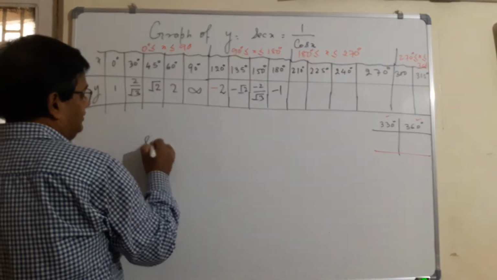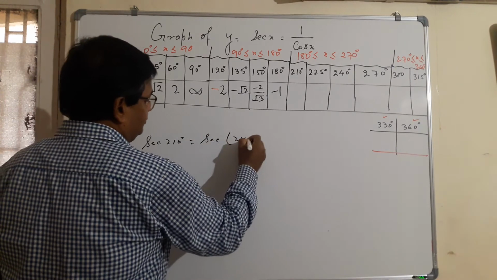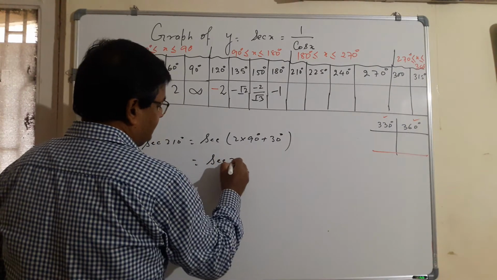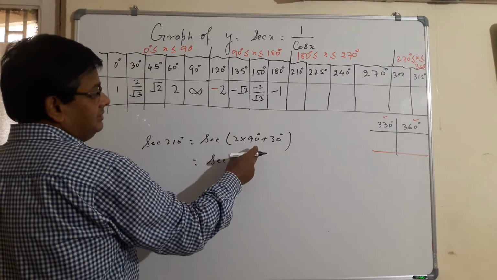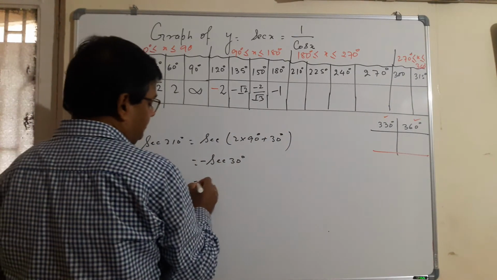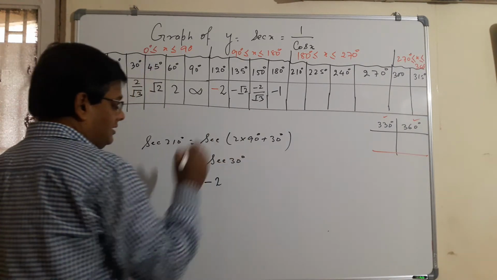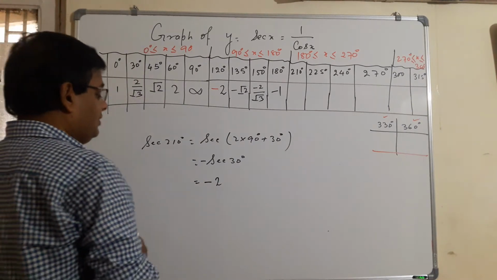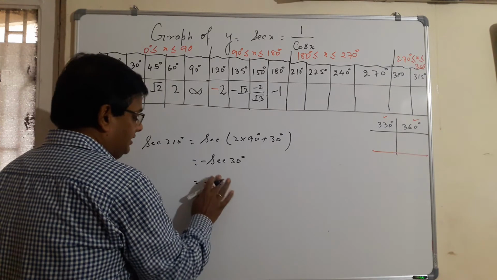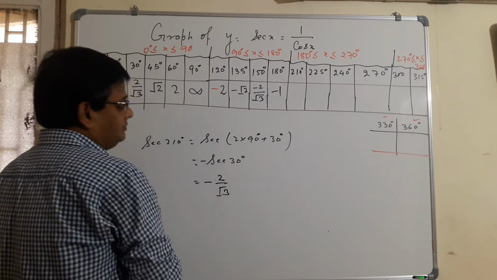So sec 210 degree. We can write this as sec 2 into 90 plus 30, so no change: sec 30 degree. Now it lies in the third quadrant, and in the third quadrant sec is negative. So minus sec 30 degree. Sec 30 degree is how much? Sec 30 degree is 2 by root 3, so it becomes minus 2 by root 3.